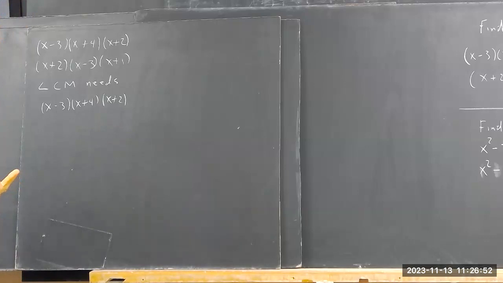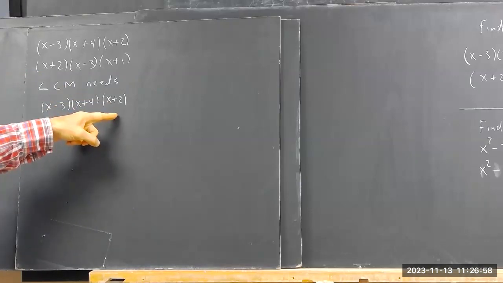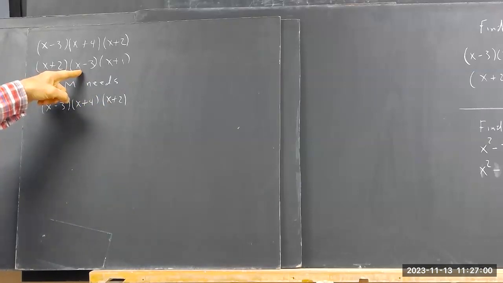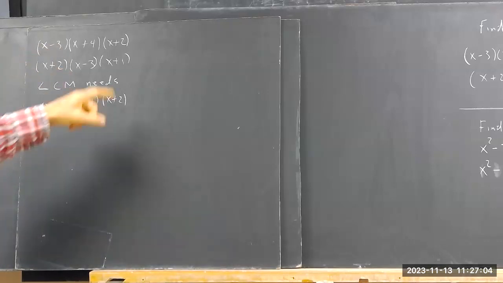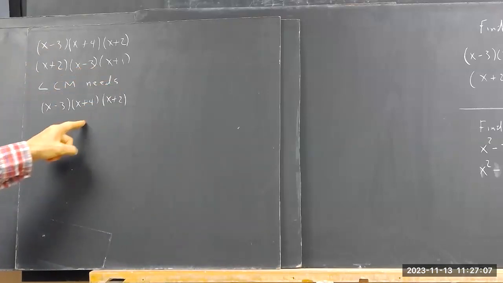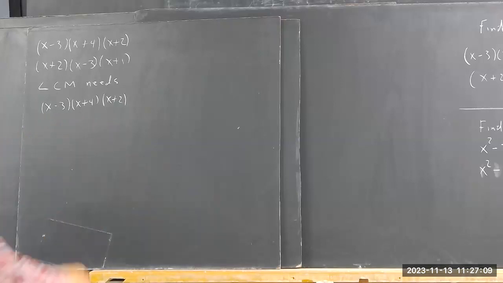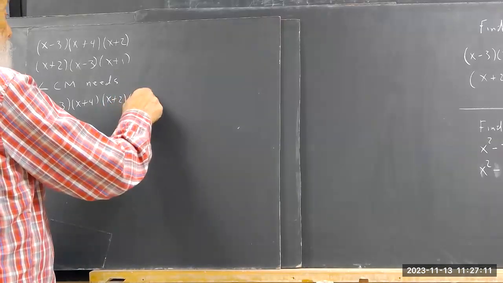Now, what else does it need? Well, does it need an x plus 2? Well, no, it's got an x plus 2. Does it need an x minus 3? No, it's got an x minus 3. Does it need an x plus 1? That doesn't have an x plus 1. So we got to put an x plus 1 in there.